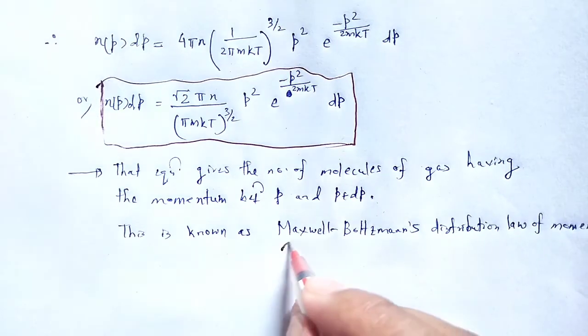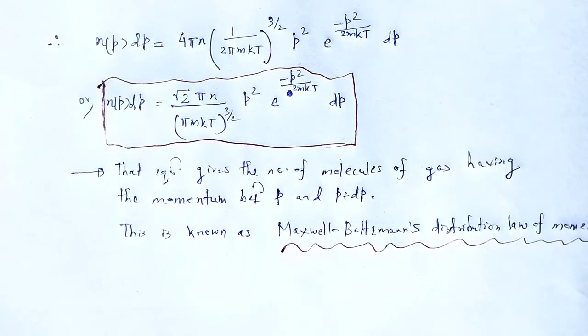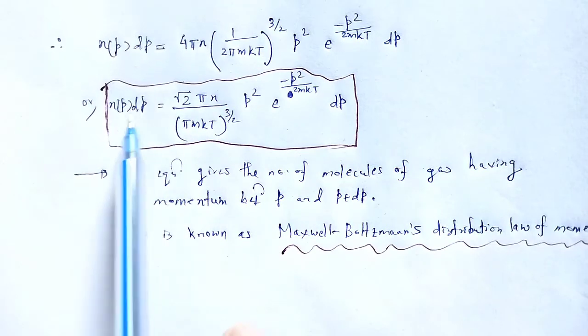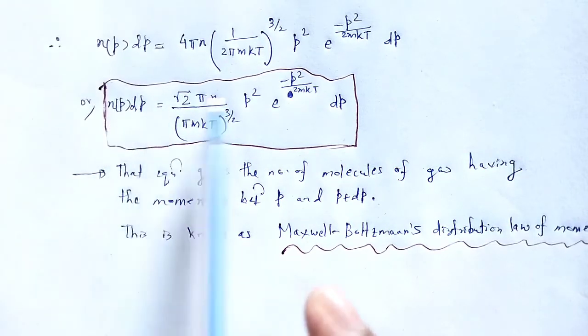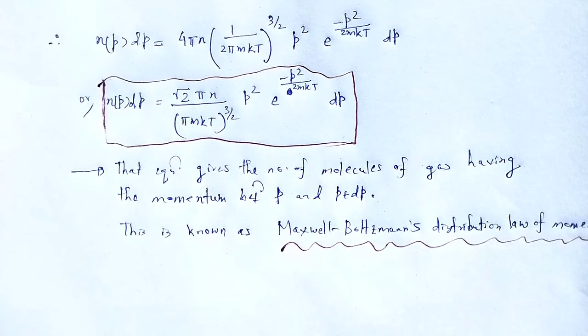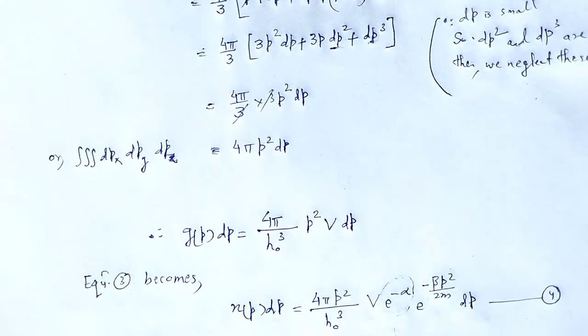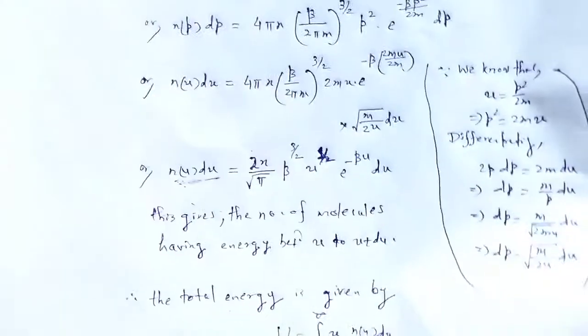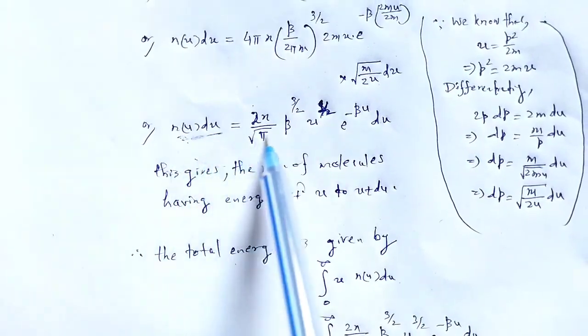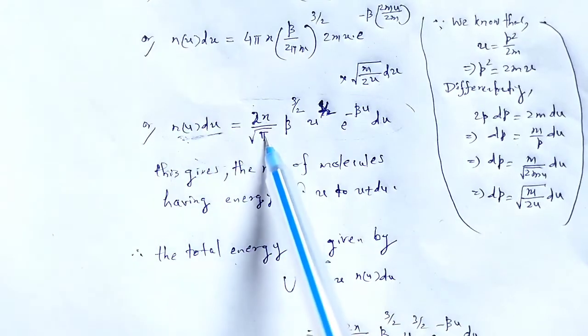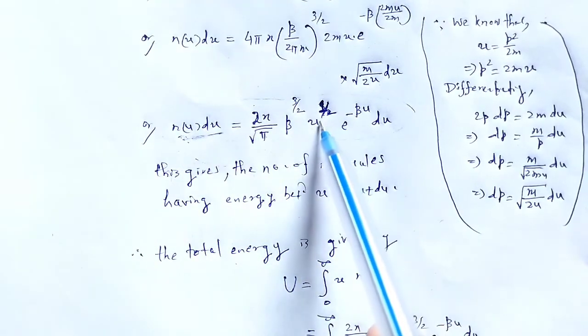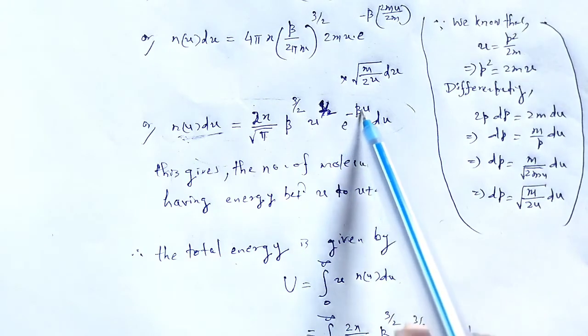That is known as Maxwell-Boltzmann distribution law of momenta, giving the number of gas molecules in that momentum range. Now, putting the constant beta equal to 1 by kT in the energy expression, we take N(u) du equal to 2N by root pi, beta to the power 3 by 2, u to the power half, e to the power minus beta u du.